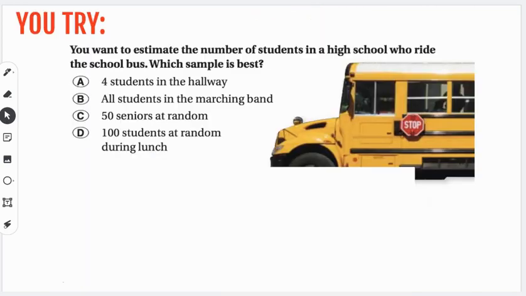random. Here's a problem for you to try. So you want to estimate the number of students in a high school who ride the school bus, which sample would be the best? So A, 4 students in the hallway, B, all students in the marching band, C, 50 seniors at random, or D, 100 students at random during lunch.